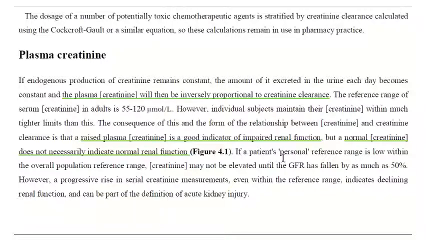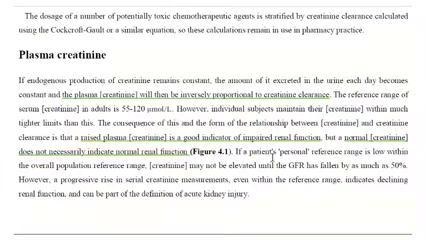If a patient's personal reference range is low within the overall population's reference range, the creatinine concentration may not be elevated until the GFR has fallen by as much as 50%. However, a progressive rise in serial creatinine measurements, even within the reference range, indicates declining renal function and can be part of the definition of acute kidney injury.